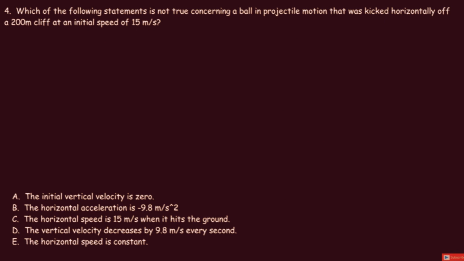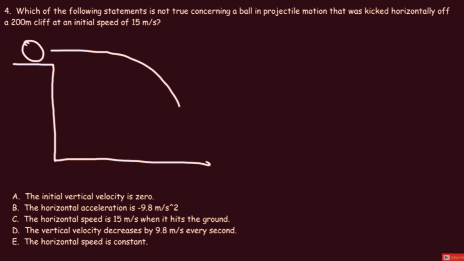Number 4. Which of the following statements is not true concerning projectile motion, where a ball is kicked horizontally off a 200 meter tall cliff with an initial speed of 15 meters per second? So go ahead and try this problem. Let's begin by following the trajectory. The initial speed is 15 meters per second, and the height of the cliff is 200 meters. So which of the following statements is not true?